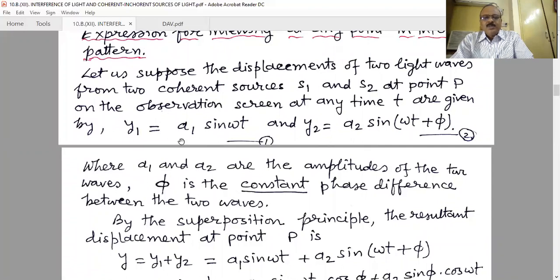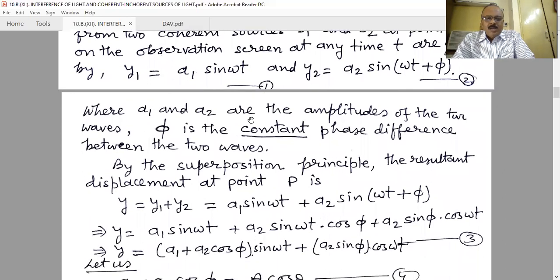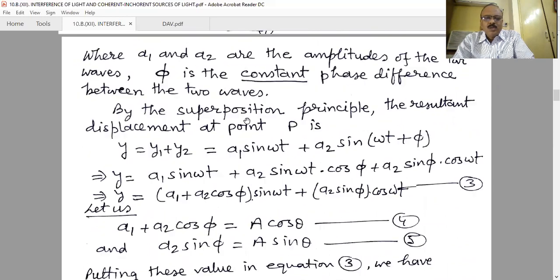So there are two waves on the screen, and let us suppose the screen is placed at x equal to 0. Therefore we can write this type of equation. There is no x term here. Practically these are the equations of the oscillations, but here if we take the screen, the point P, at a plane passing through the origin, that is x equal to 0, then we can consider this type of equation. Now there are two waves, y1 equals a1 sine of omega t and y2 equals a2 sine of omega t plus phi, where a1 and a2 are the amplitudes of the two waves, and phi is the constant phase difference between the two waves.